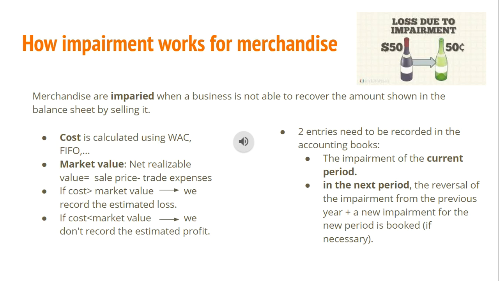There are two entries that need to be recorded in the accounting books: the impairment of the current period, and in the next period, the reversal of the impairment from the previous year, and a new impairment for the new period if necessary.